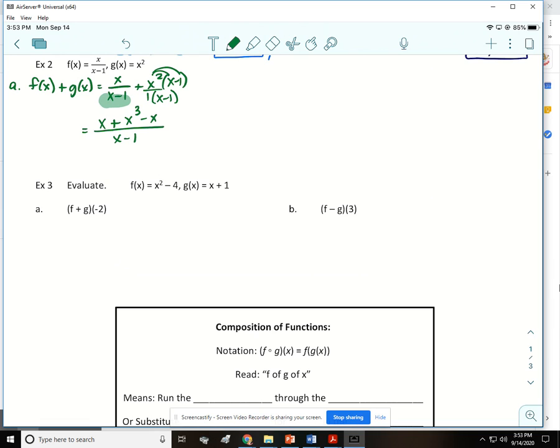Right. And that's it. You can leave it like that. That's perfectly fine. Except it needs to be x squared, like I said. And I did it right. I might rewrite it so that the numerator is in descending order. But we can stop. That's it. That's what you get when you add those two fractions together, or those two functions together.